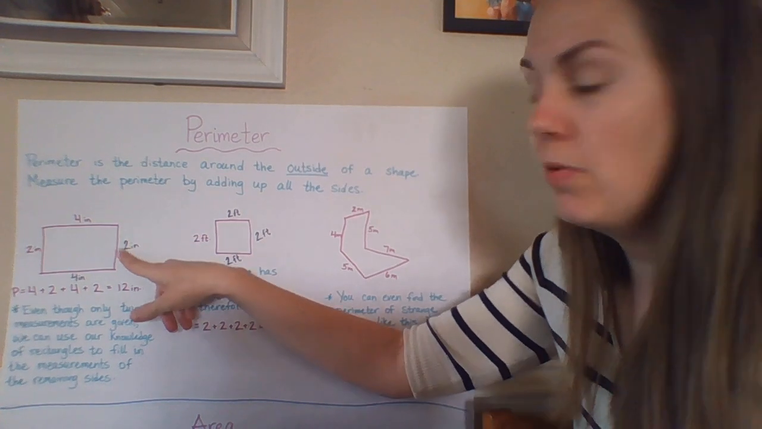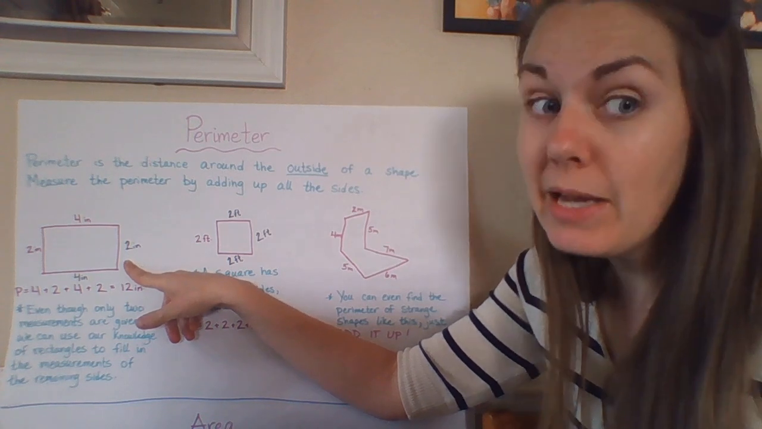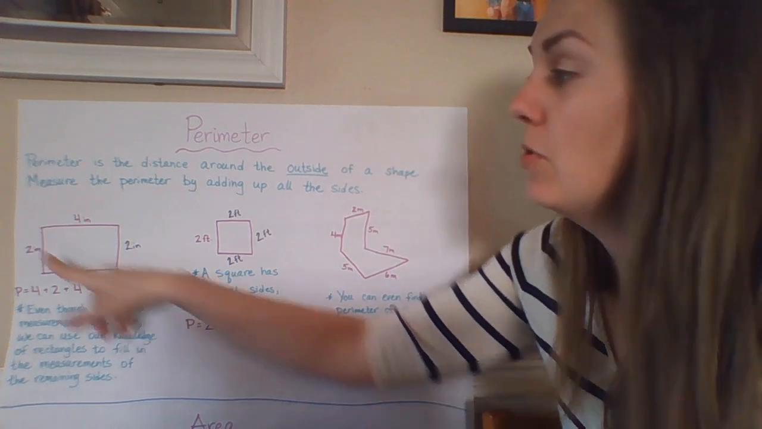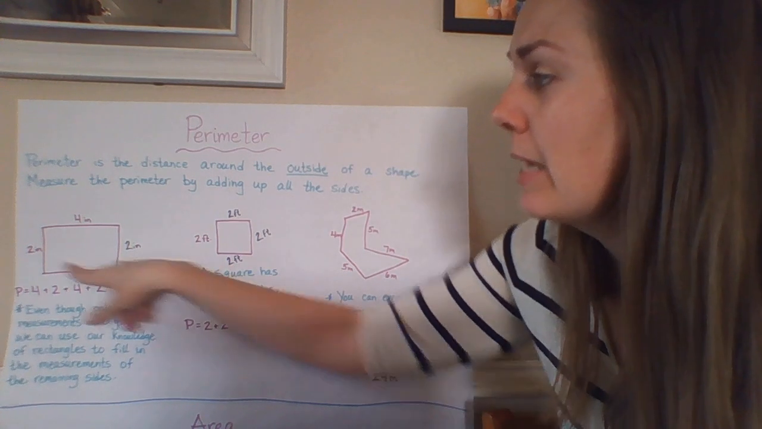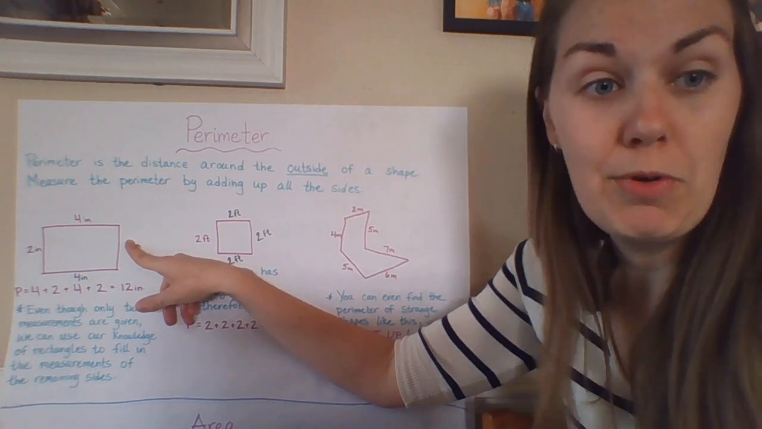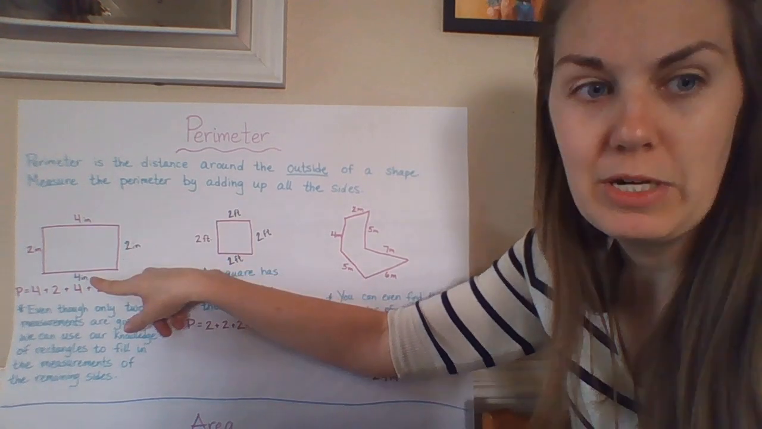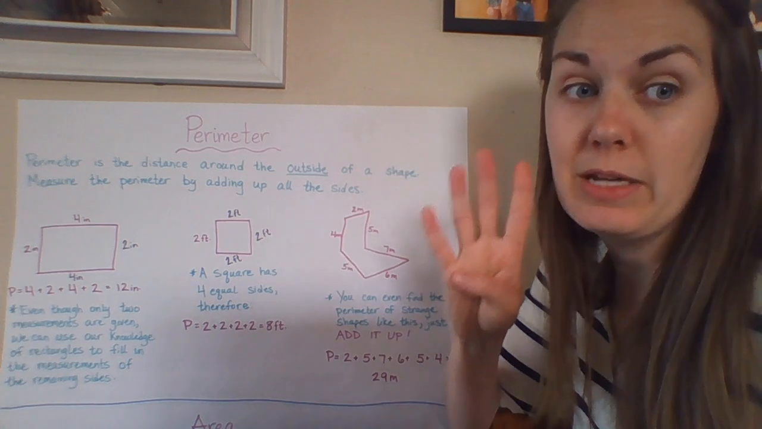For example, with our rectangle, we had 2 sides that were not labeled, but we know that in rectangles you have 2 pairs of equal sides. So even though these 2 sides weren't listed, we can see that these would both be 2 inches and these would both be 4 inches. Same thing with a square, only with a square, all 4 sides are equal.